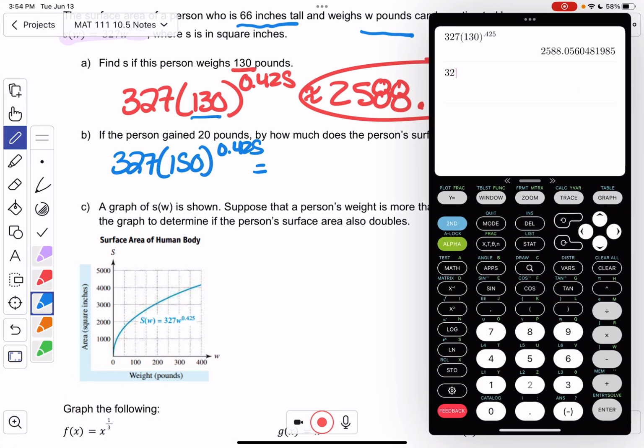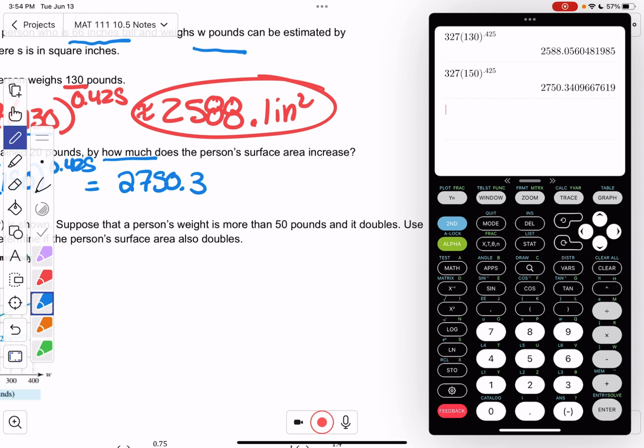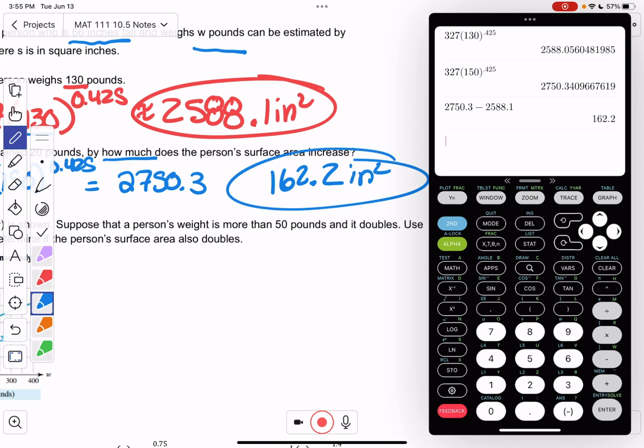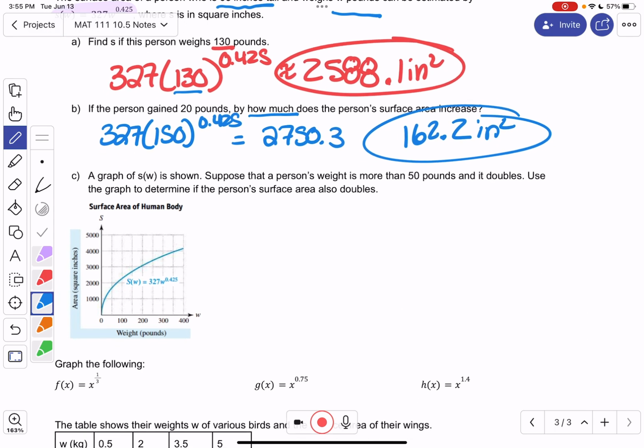All right, so 327, 150, 425. We get about 2750.3. And we want to know by how much it increases, so we need to subtract. 2750.3 minus 2588.1, it increased by about 162.2 inches squared. So make sure you're answering the questions once you're plugging things in.